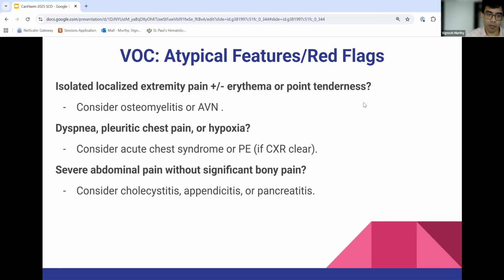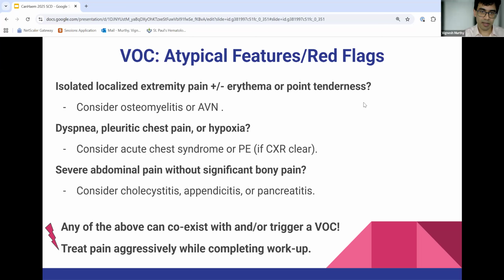And if they have severe abdominal pain without a bony component, consider cholecystitis, appendicitis, or pancreatitis. Of course, these patients are at high risk for gallstones, so that's where the cholecystitis and pancreatitis come in. But second bottom line, any of the above can coexist with or trigger a vaso-occlusive crisis. So even if you're thinking it could be something else, you need to treat the pain really aggressively while completing your workup.